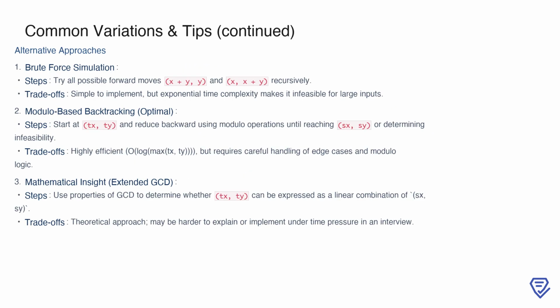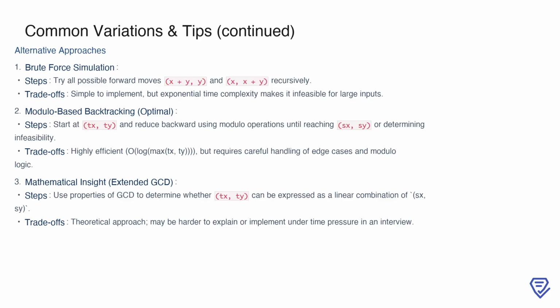There are three main approaches to solving this problem, each with its own trade-offs. The brute force simulation approach involves recursively trying all forward moves, such as (x+y, y) and (x, x+y). While straightforward to implement, this method has exponential time complexity and becomes impractical for large inputs. The optimal approach is modulo-based backtracking, where you start at (tx, ty) and reduce backward using modulo operations until you reach (sx, sy), or determine that the transformation is impossible. This approach is highly efficient, operating in O(log max(tx, ty)), but requires careful handling of edge cases in modulo logic to avoid errors.